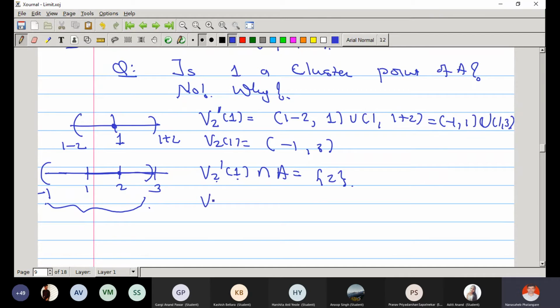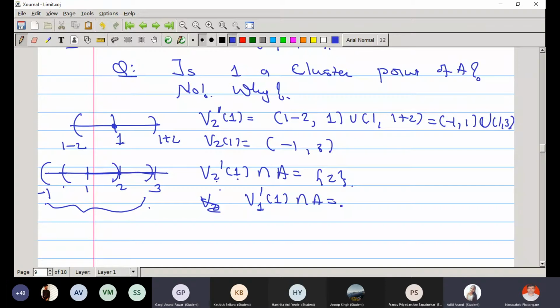Right. Now what is V1 dash 1 intersection with A? Now I am looking at the 1 neighborhood. It is from 0 to 2. And what is common with A? What is in common with A?